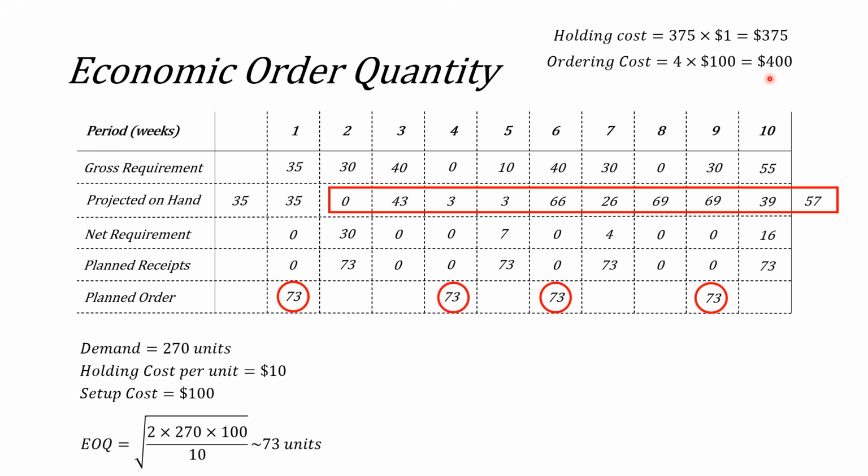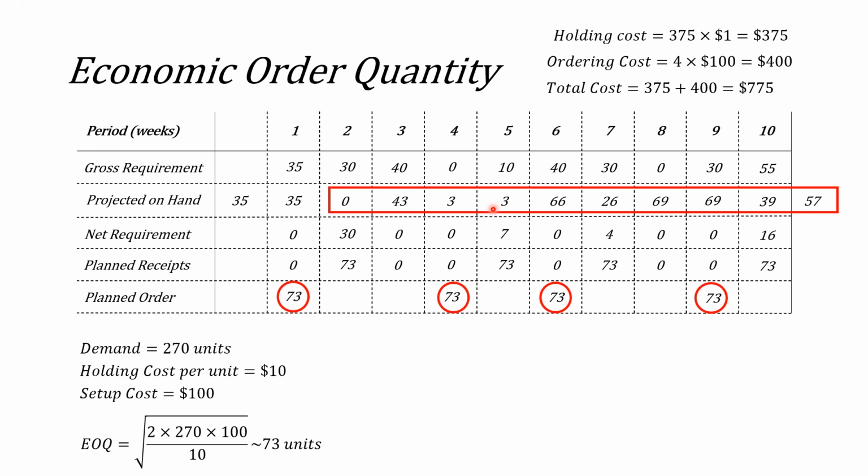So in this case, the total cost is going to be my holding cost of $375 plus my ordering cost of $400, which gives me $775 as my total cost of using the EOQ method. Now remember, when we were doing the lot for lot method, our total cost came out to 700. Now we have a slightly higher cost. So obviously the lot for lot was better than this one in this particular case.